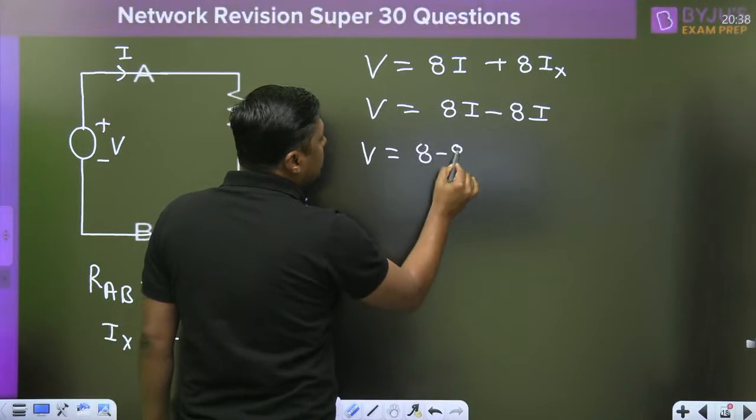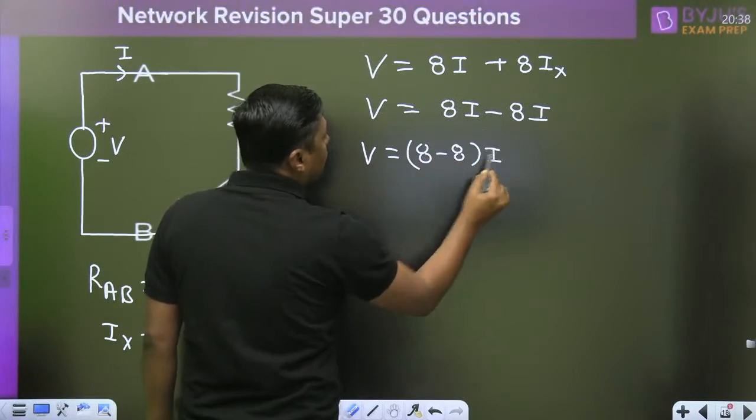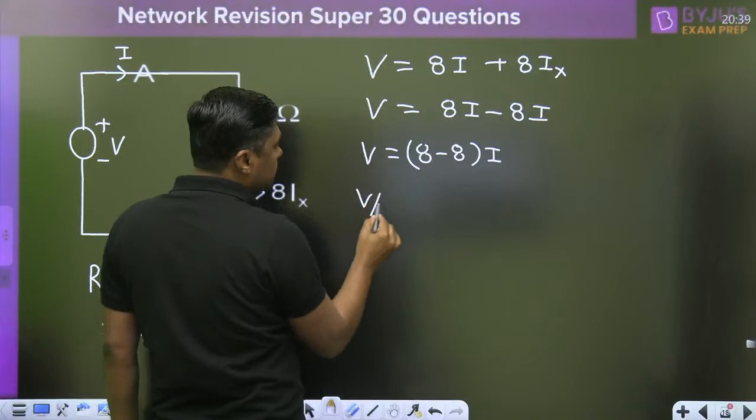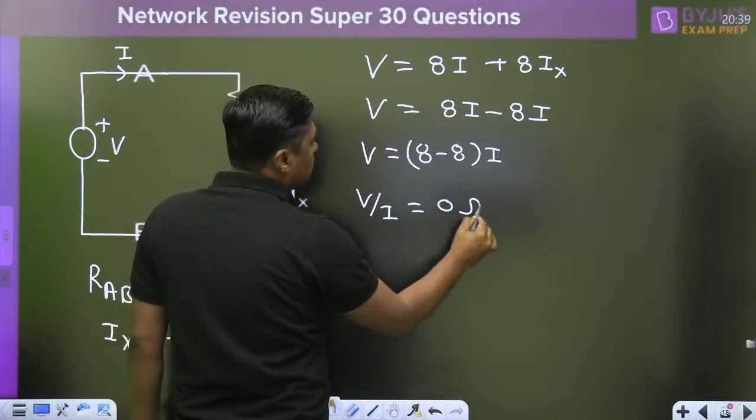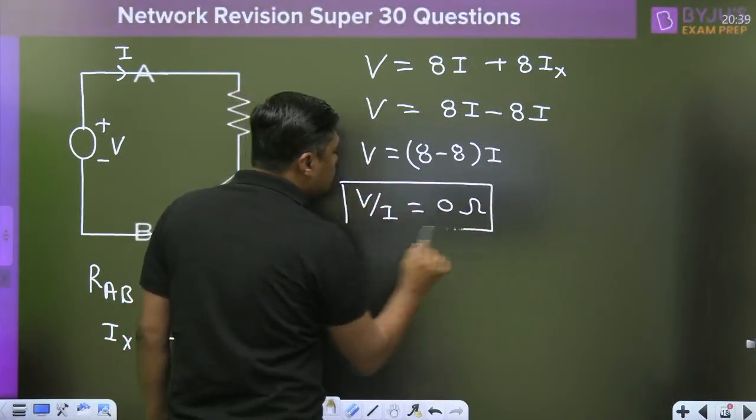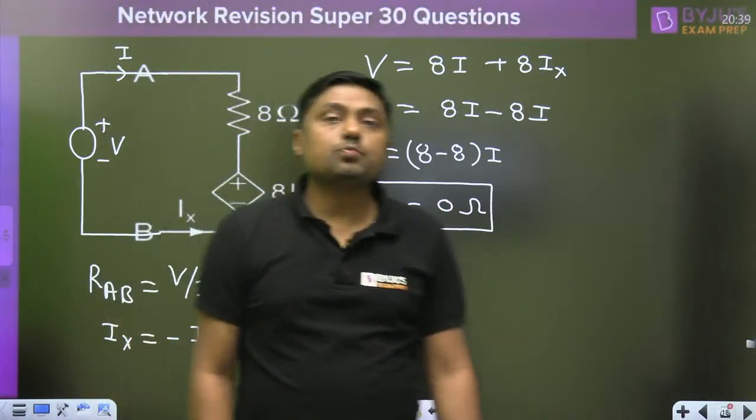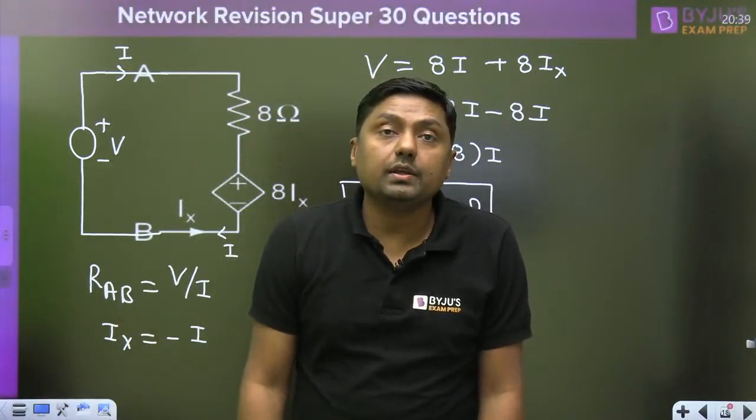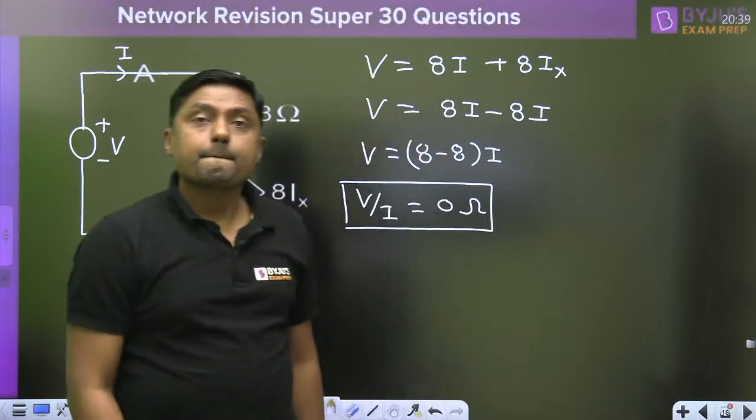8 minus 8. I am taking the common I. What is V by I? It is equal to 0 ohm. This condition is possible for what? 0 ohm only. Is it clear, Monisha? Right?